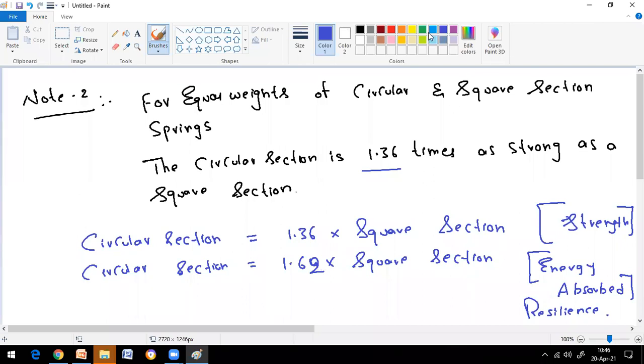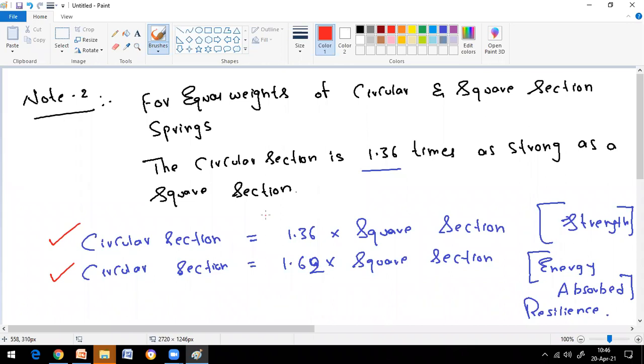Because these two statements are very, very important for all competitive exams. Okay, so because we have derived this relation only based on the formulas, only based on the circular and square section torque equation. From that only we have derived these two relations. No values were given in the problem. So these two statements are very clearly telling that circular section is 1.36 times of the square section in terms of strength, and in terms of energy absorption, circular section is more strong than the square section.